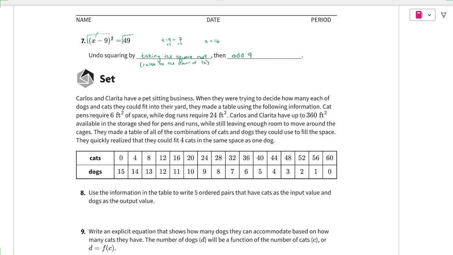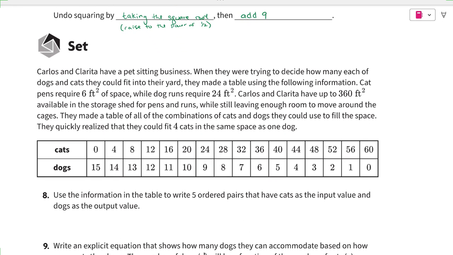Cat pens require 6 feet of fencing, 6 square feet of space, while dog runs require 24 square feet. Carlos and Clarita have up to 360 square feet available in the storage shed for pens and runs, while still leaving enough room to move around the cages. They made a table of all the combinations of cats and dogs they could use to fill the space. They quickly realized that they could fit 4 cats in the same space as 1 dog.